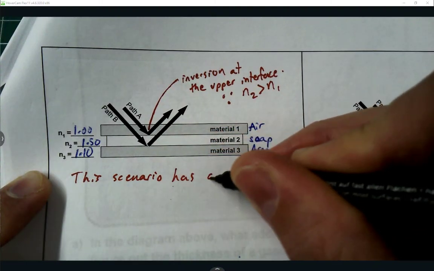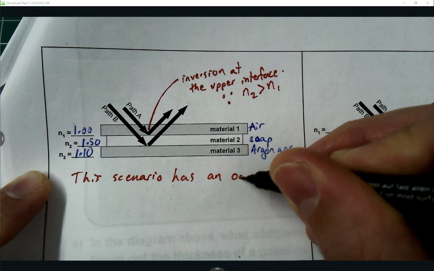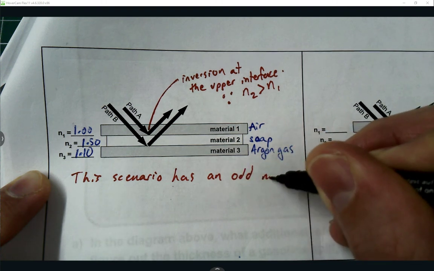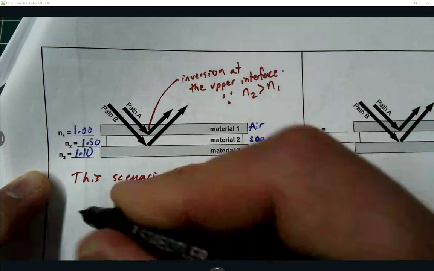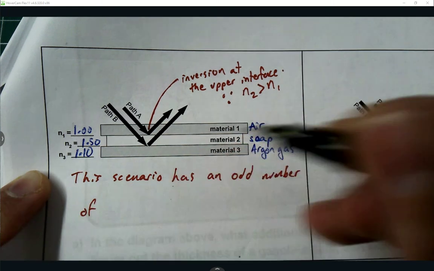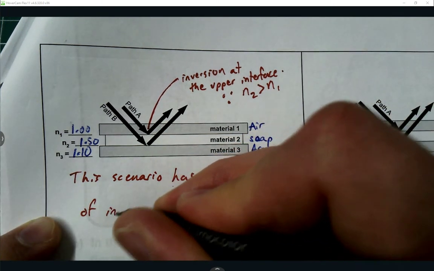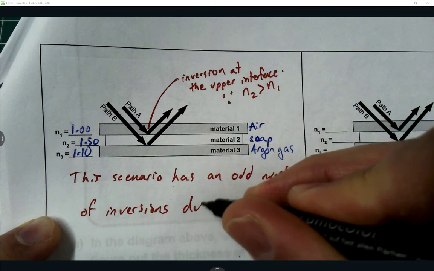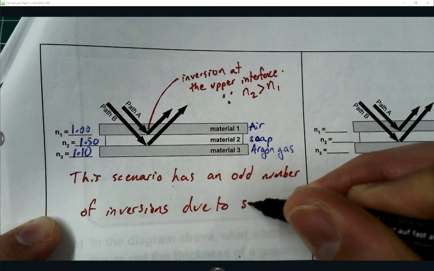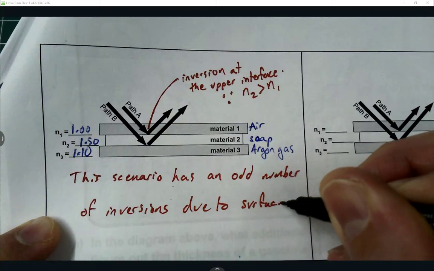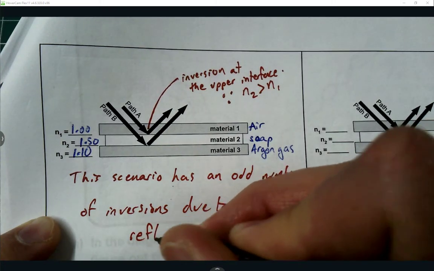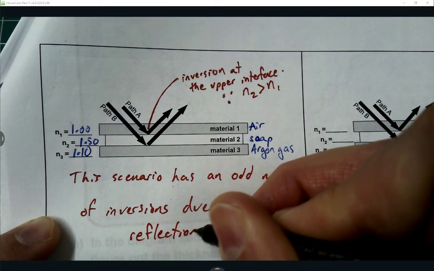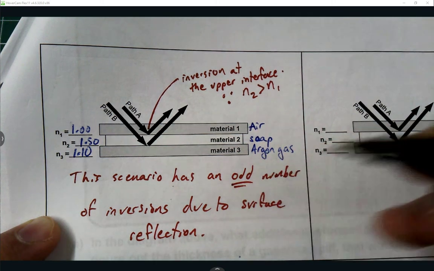And I'm going to make the statement, this scenario has an odd number of inversions due to surface reflection. It's just an observation. I'll underline the word odd.